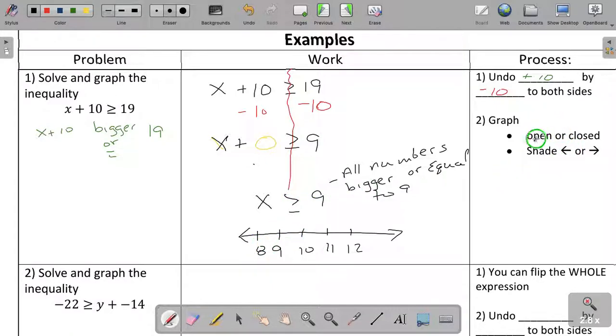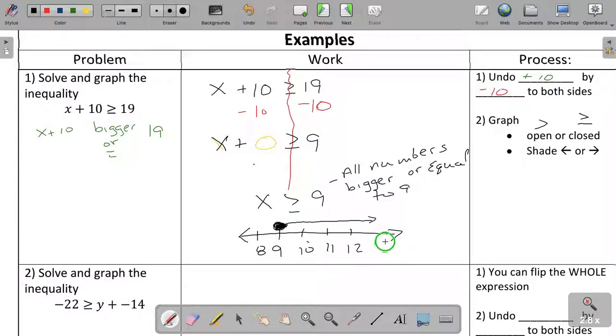Okay? Open or closed circle. Closed circle is when you have greater than or equal to. Open circle would be greater than. So we want to close our circle off, which means we want to color it in. That means we're counting the number 9 in our solution. And I want all numbers bigger than 9. Okay, and to the right is bigger. 10 is bigger, 11 is bigger, 12 bigger.